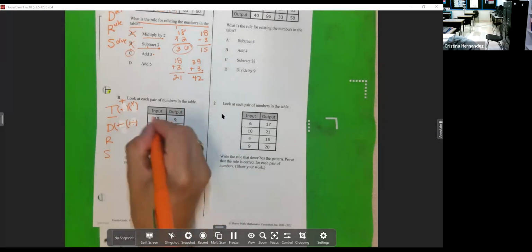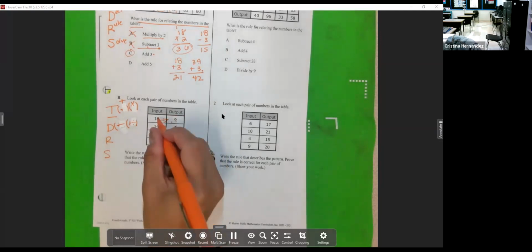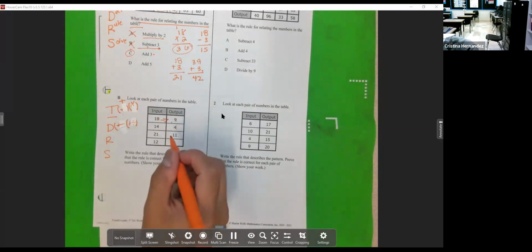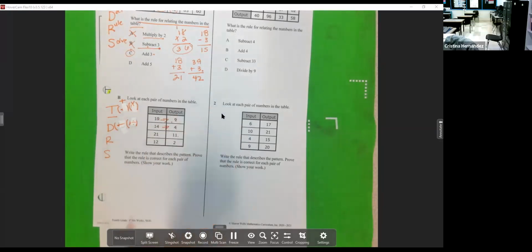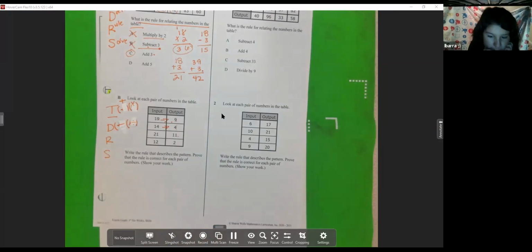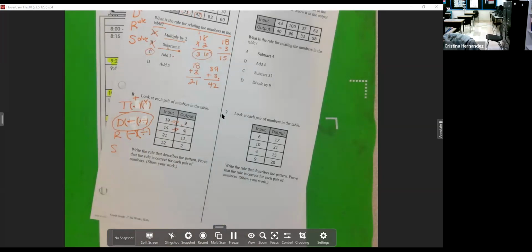When we're talking about increasing or decreasing, going from 19 to 9, is that getting bigger or smaller? Smaller. Okay, what about the next one? Is it the same thing? Is it getting smaller? Yes. So that means we would be decreasing on this problem, and we would either be subtracting or dividing to figure out what we're getting over there.